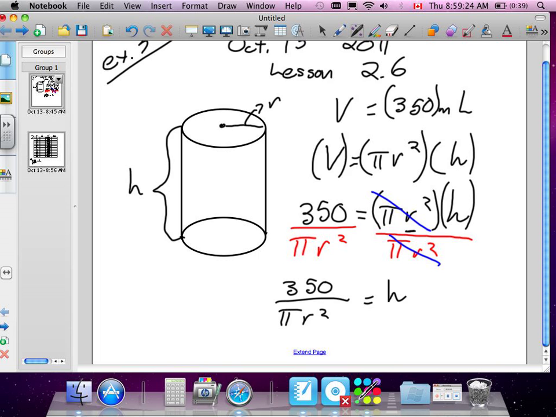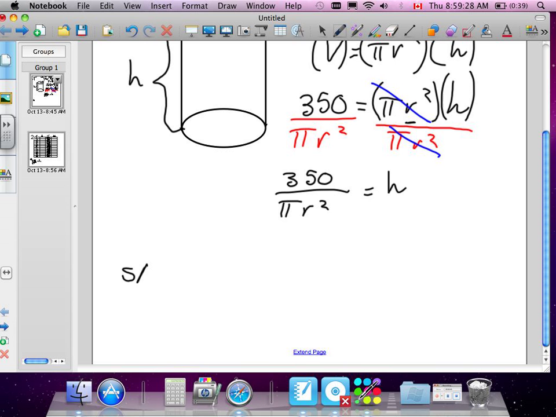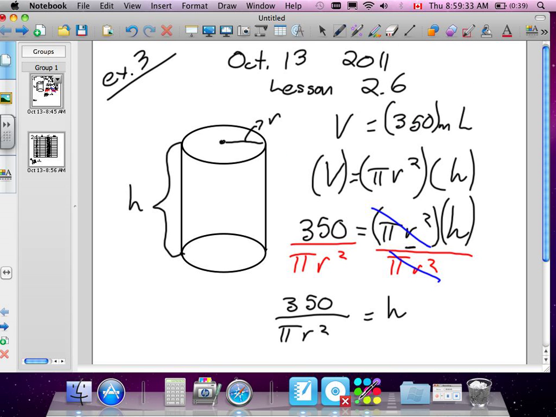We have to figure out the surface area of this object, okay? Now, the surface area of this object is going to be the area of the top circle and the area of the bottom circle.